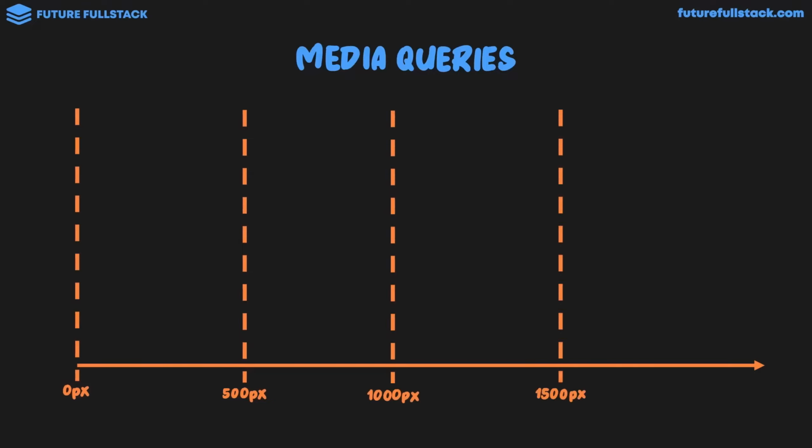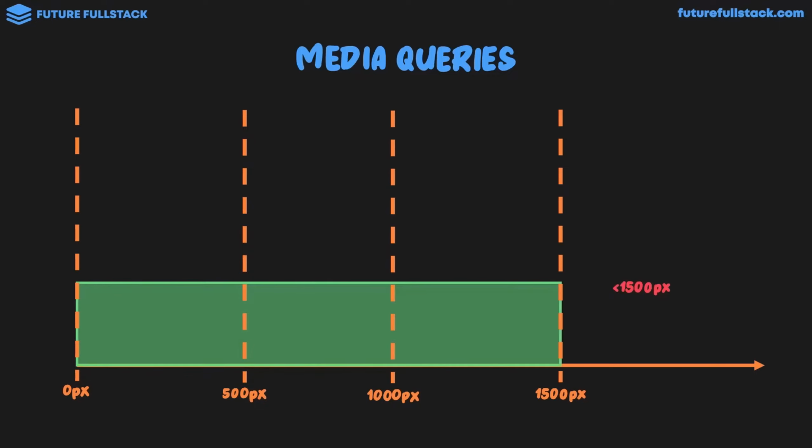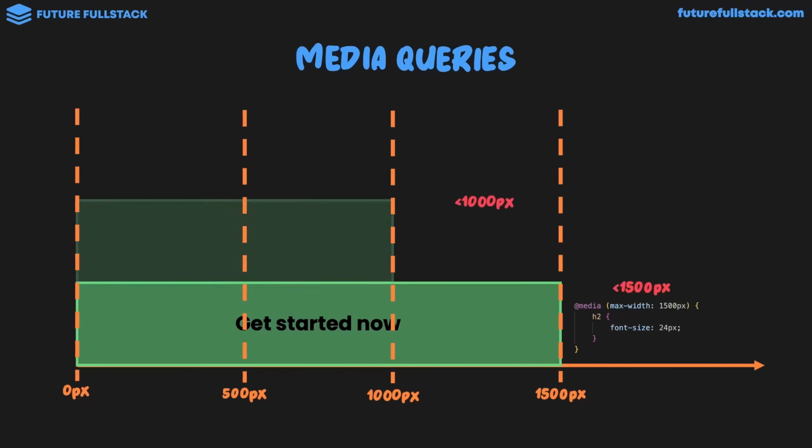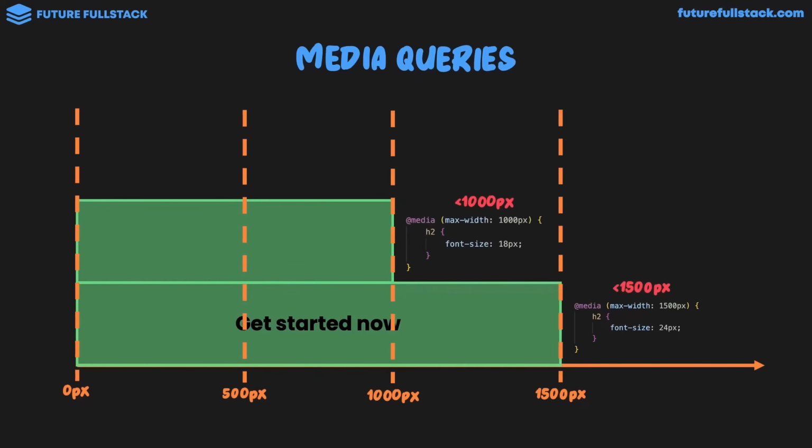So let's go and apply different media queries for an H2 heading. We'll start when the browser is less than 1500 pixels. That is this range over here. We would define our media query like this: @media with a max width of 1500 pixels. And inside that media query, we're setting the H2 to have a font size of 24 pixels, which would look something like this. Let's now go add a media query for pages less than 1000 pixels. That is this range over here. That would look like this: @media with a max width of 1000 pixels, where our H2 is now a different font size of 18 pixels, which would look something like this.